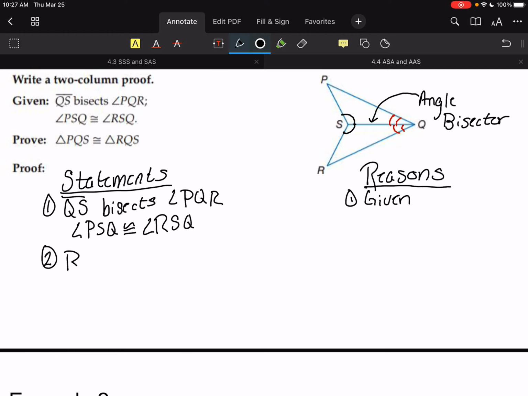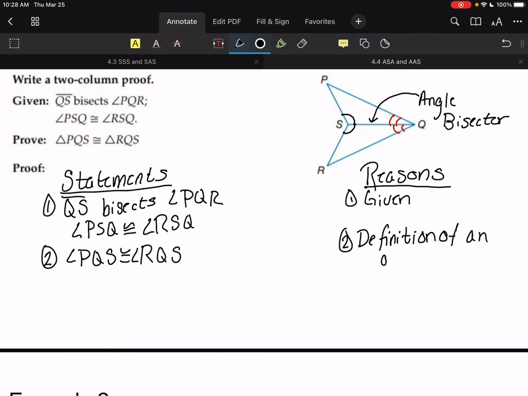So let's use an angle sign. Angle PQS is congruent to angle RQS, and that's the definition of an angle bisector. All right, so we have two angles that are congruent, and our options now, since we're in this section, are angle, side, angle, or angle, angle, side.